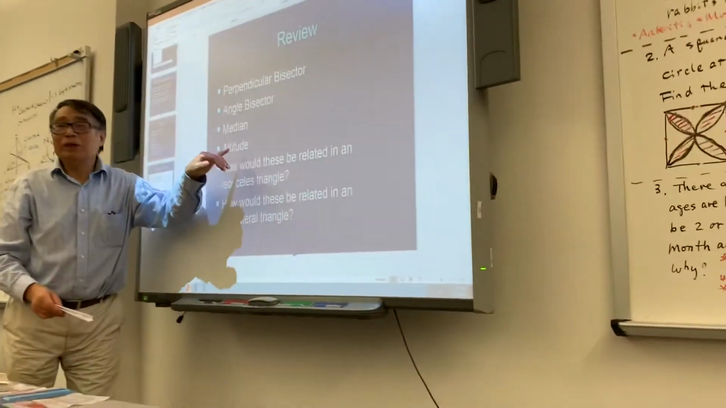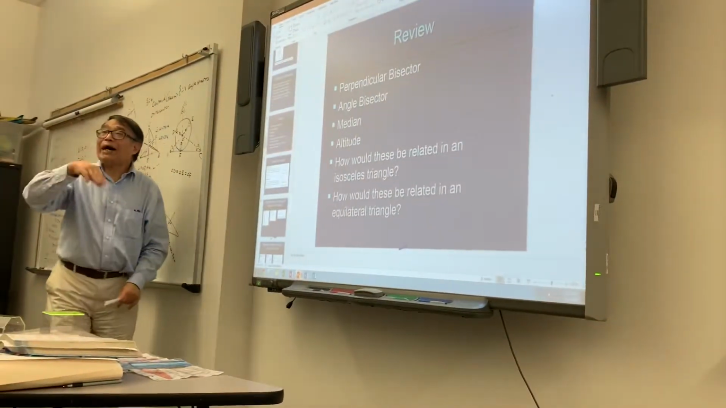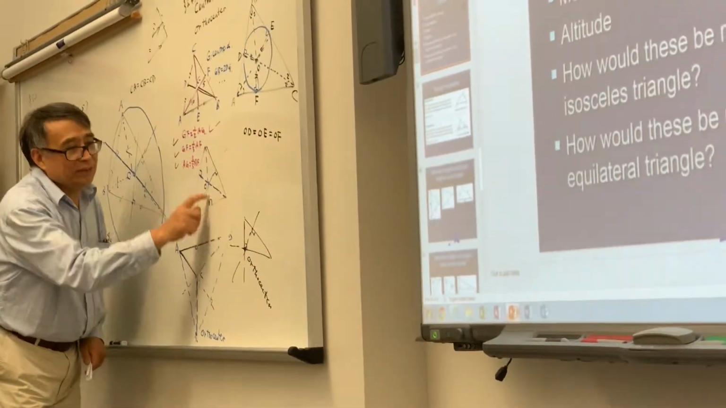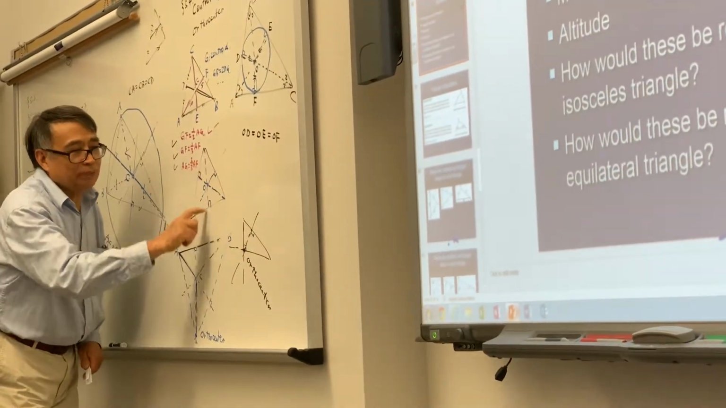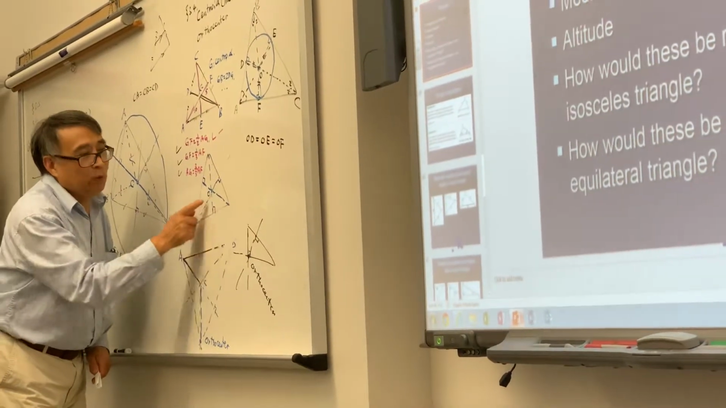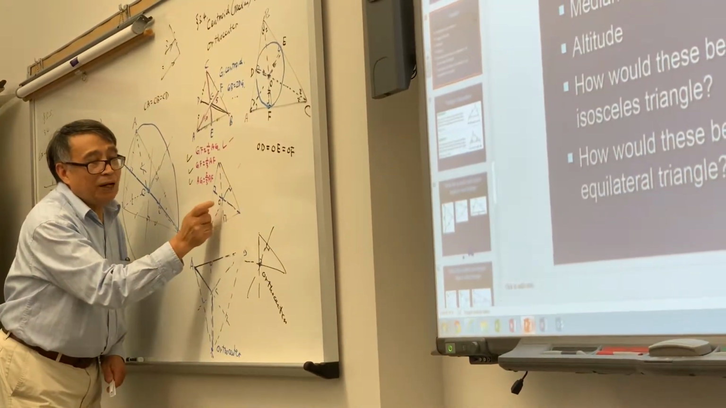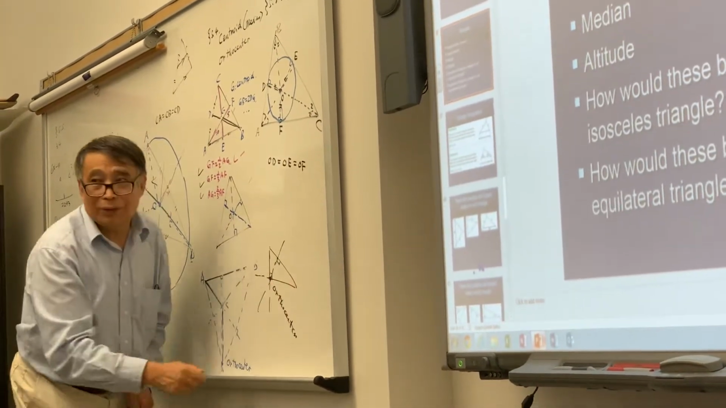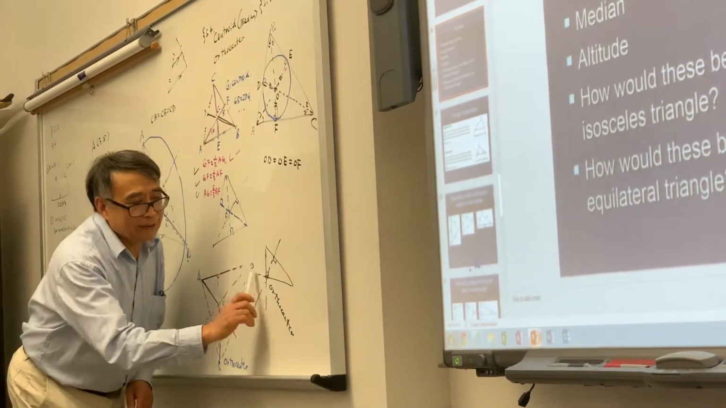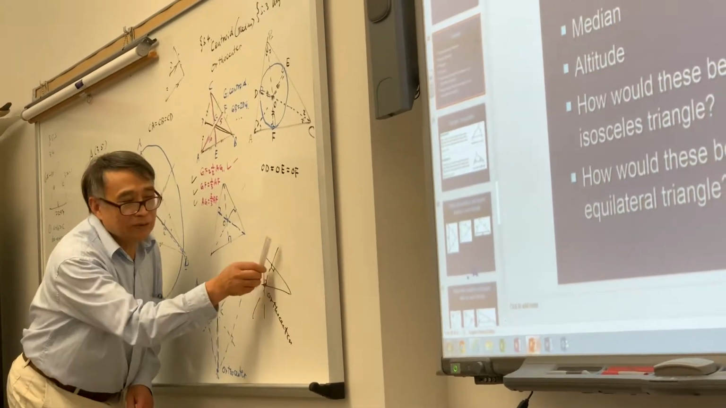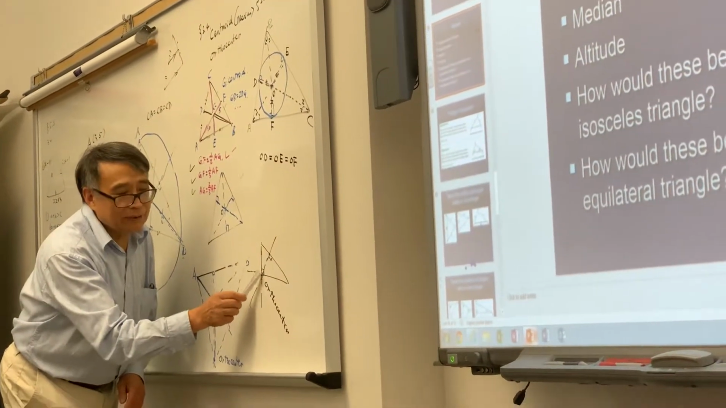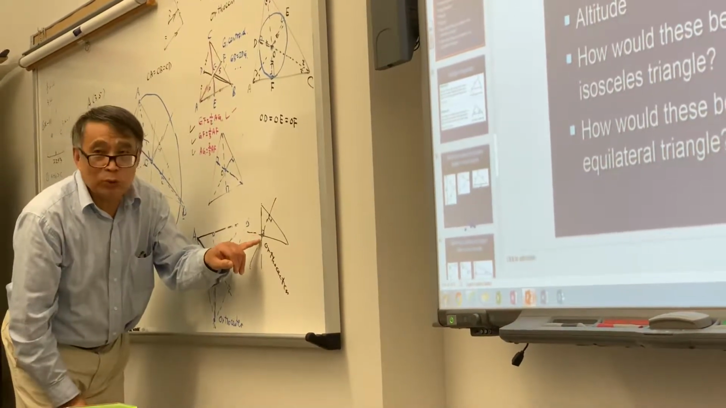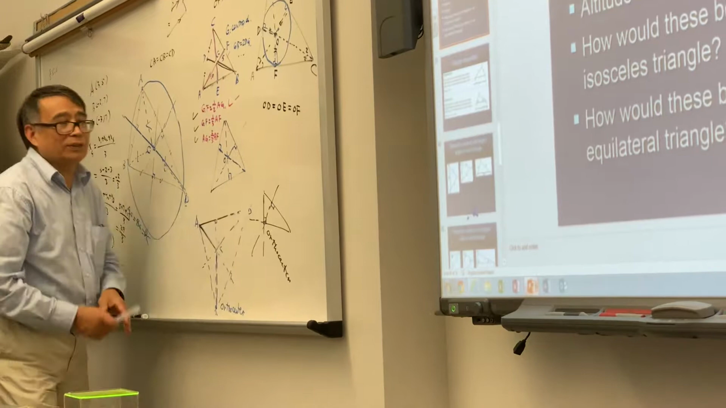So we have 3 altitudes, the 3 heights of a triangle. For an acute triangle, this is the height, from a vertex perpendicular to the opposite side. The orthocenter is inside. If this is a right triangle, this is a height, this is a height, and this is the intersection, so this is the 3rd height. So the orthocenter is on the right angle, exactly on the vertex.